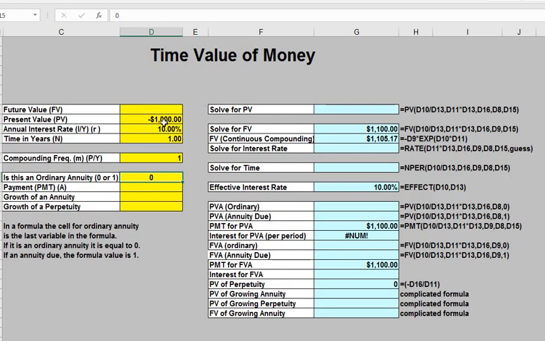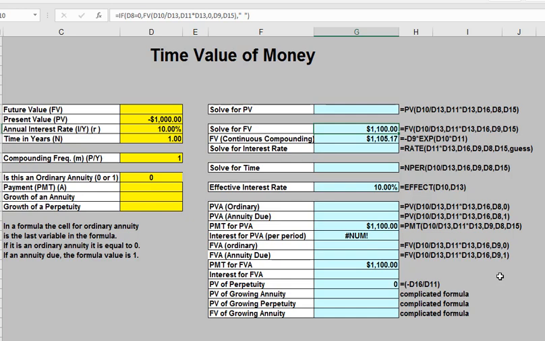So in this case, if you invested $1,000 at 10% for 1 year, that value will be worth $1,100 1 year from today. And of course, 10% of $1,000 is 100, so you would end up with $1,100.